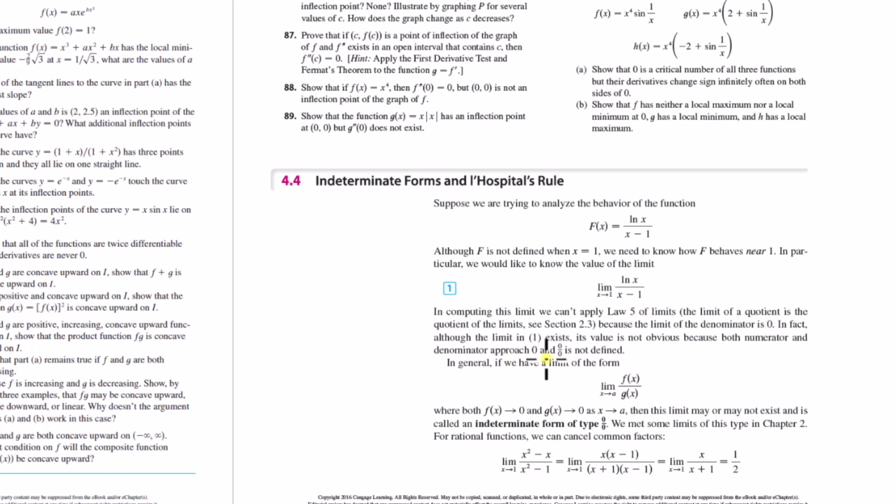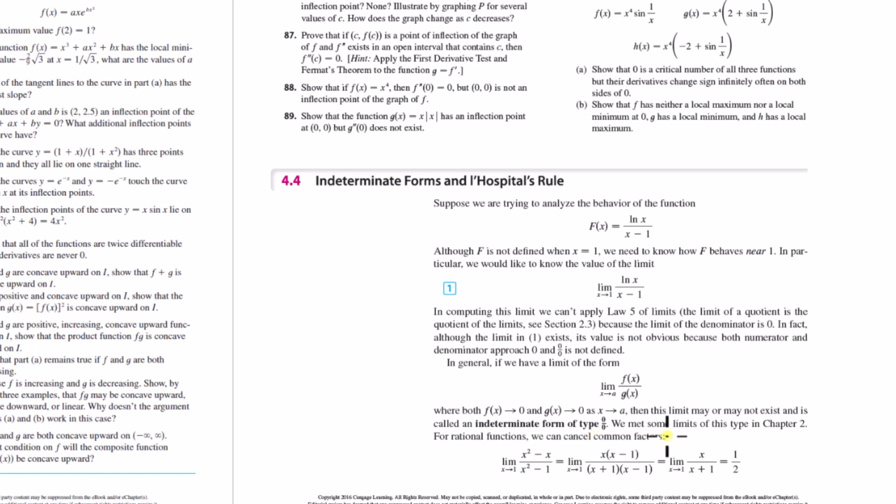So if you're taking a limit of a quotient and the limits of the numerator and the denominator are approaching 0, that's an indeterminate form of type 0 over 0. The idea is you have the limit as x approaches a of f of x over g of x. If the limit as x approaches a of f of x is 0 and the limit as x approaches a of g of x is 0, then that's an indeterminate form of type 0 over 0.